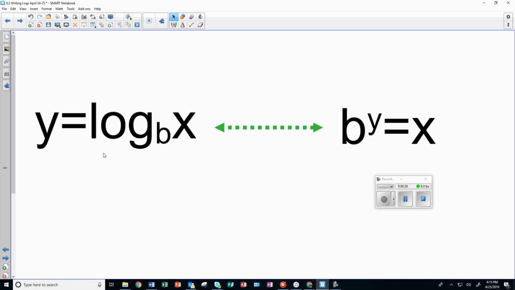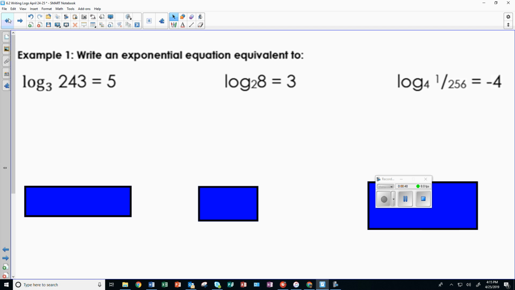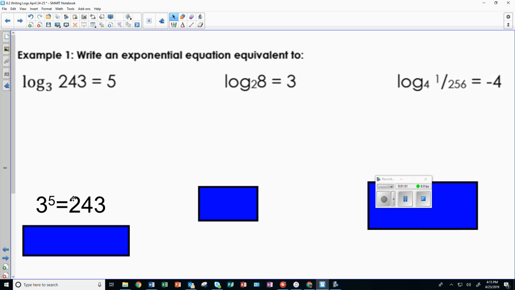Okay, so the base of the log is the base in the exponential expression. The answer to the log problem is the exponent of the exponential expression, and the x is the argument of the log. So let's put this to work. Let's go back to problem one. For example, the log base 3 of 243 is what? What exponent will we put on a 3 that gives us 243? So 3 to the 5th power is 243.